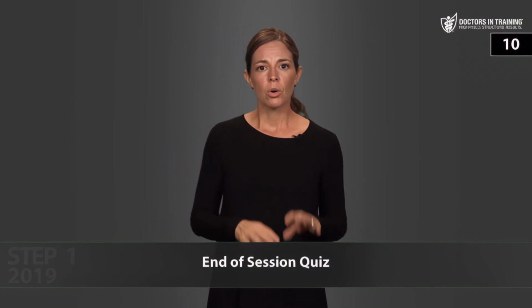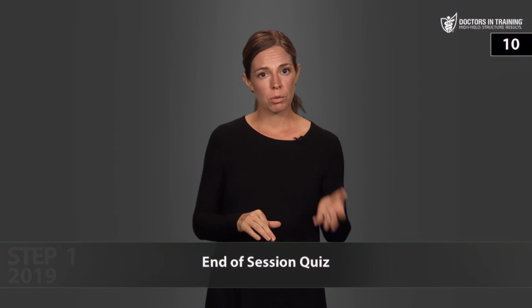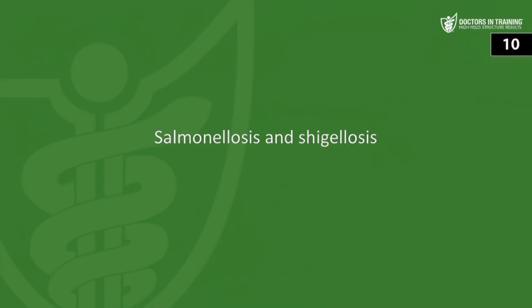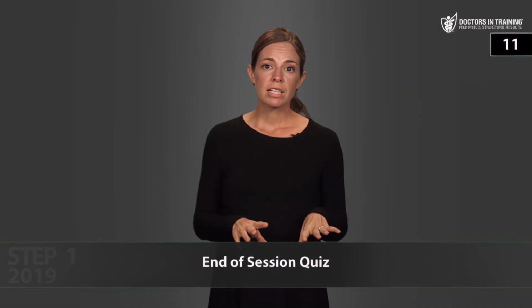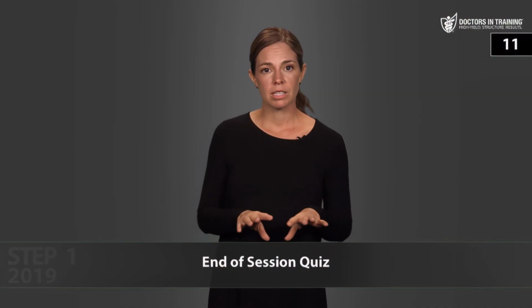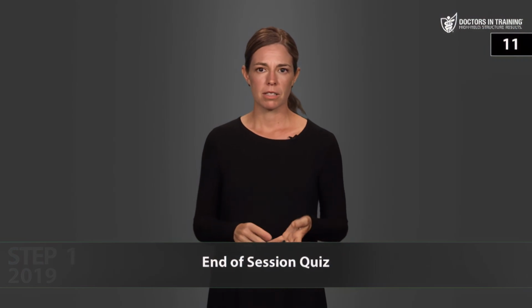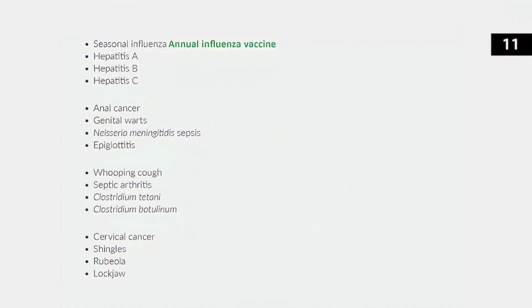All right, next. Which diarrheal illnesses are reportable diseases? That's Salmonella and Shigella. And finally, which vaccines could prevent each of the following diseases? And some of these are pretty obvious. Seasonal influenza, that's the annual influenza vaccine. Hepatitis A vaccine. Hepatitis B, that's the hepatitis B vaccine. Hepatitis C, that's a trick question because there's no vaccine for hep C.